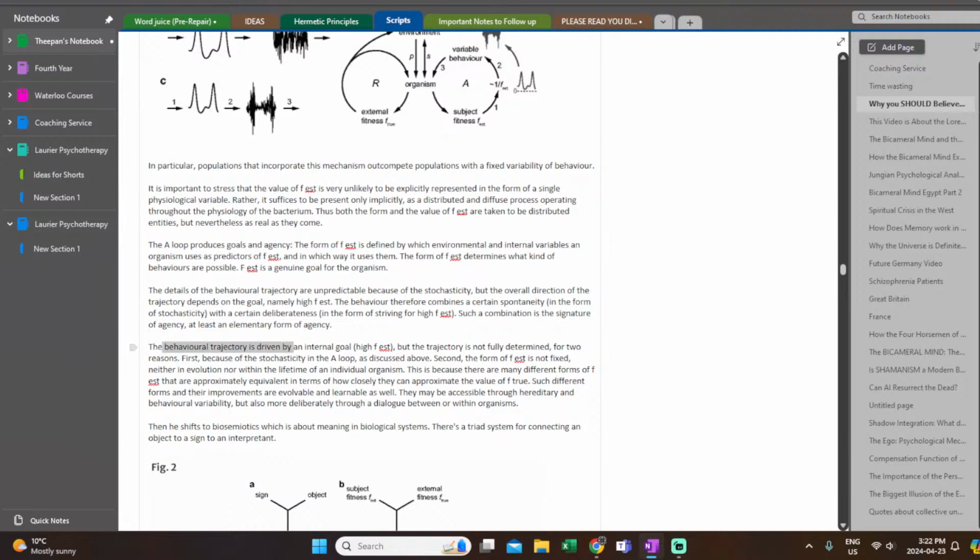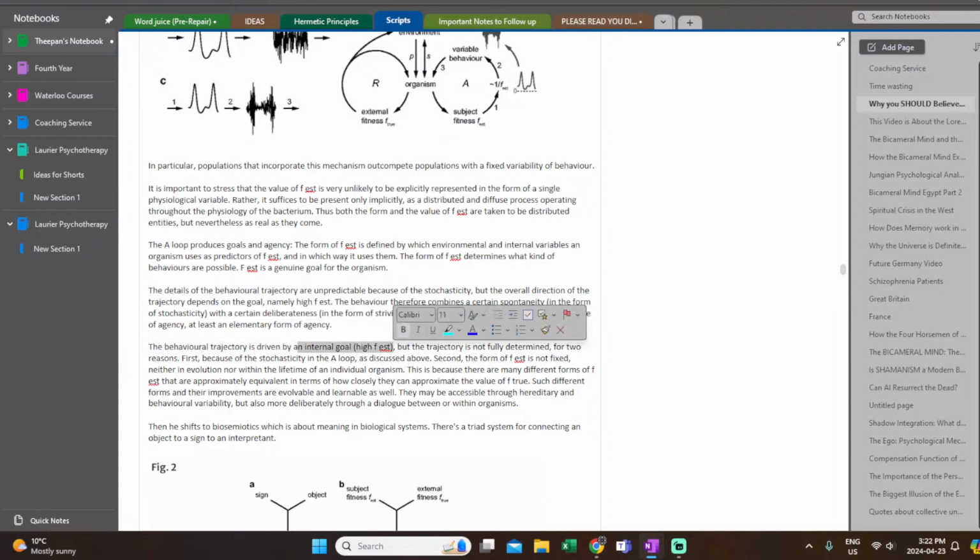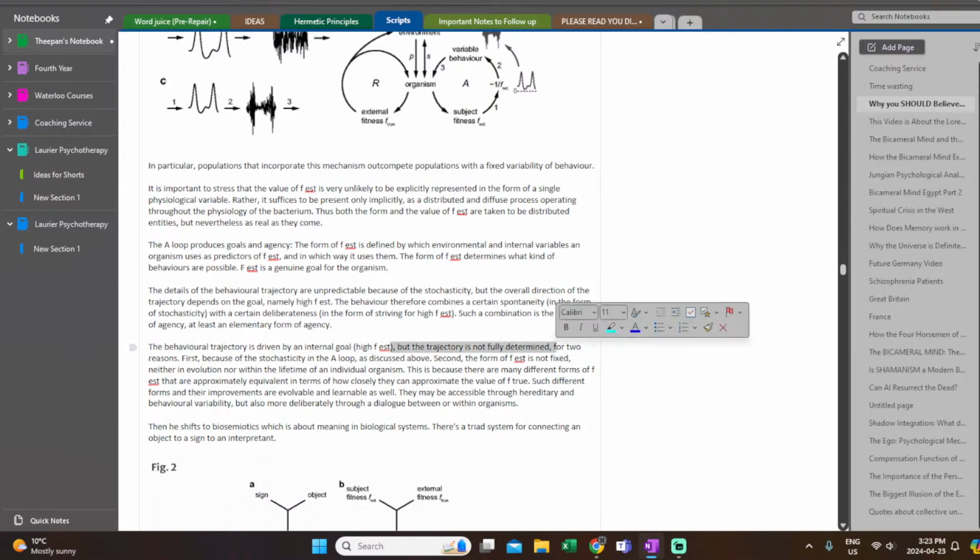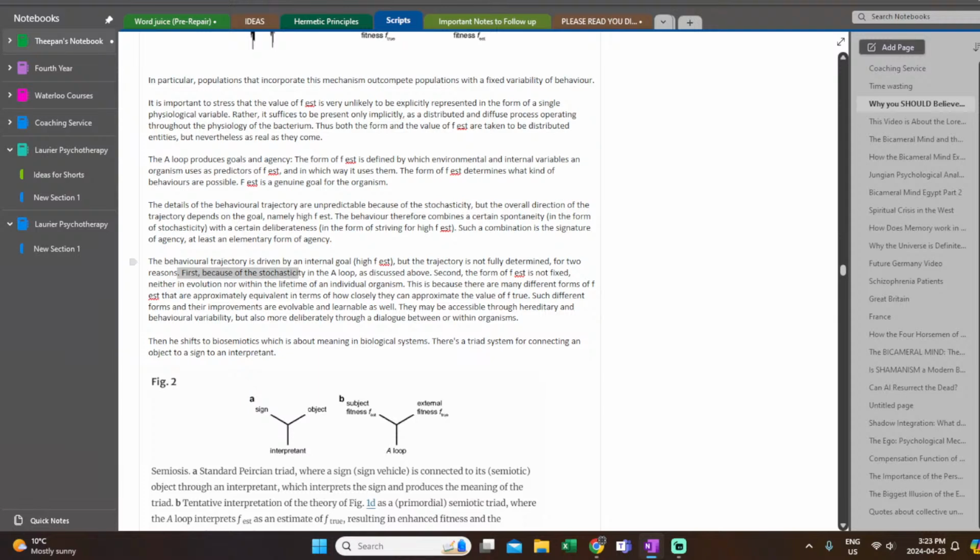Okay, the behavioral trajectory is driven by an internal goal, high F estimate, but the trajectory is not fully determined for two reasons. First, because of the stochasticity in the A loop, as discussed above. Second, the form of F est is not fixed, neither in evolution nor within the lifetime of an individual organism. Oh, what does that mean? The form of the estimate is not fixed. Oh, it changes. Yeah, it does change. And it changes with respect to your progeny as well, because if you have a good F estimate and you can pass that on to your progeny, it's going to have a good F estimate and then modify its own F estimate.